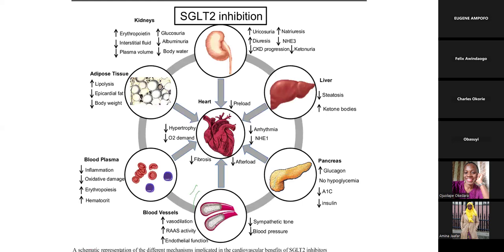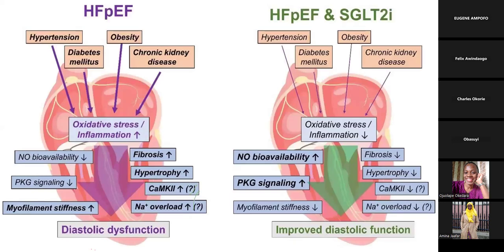So this is just to emphasize the different roles of SGLT2 inhibition. In heart failure with preserved ejection fraction, these are the mechanisms that are being postulated. The main mechanism is reduction of oxidative stress and inflammation, increasing nitric oxide bioavailability and other signaling pathways, and reducing the pro-fibrotic, pro-inflammatory pathways. That is how it is beneficial in patients with heart failure with preserved ejection fraction. It actually improves the diastolic function.